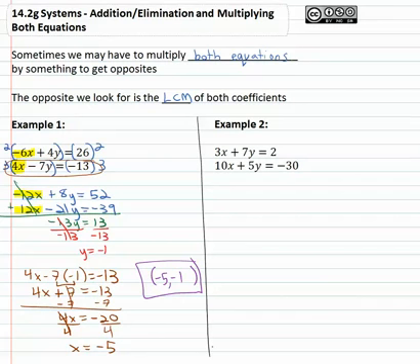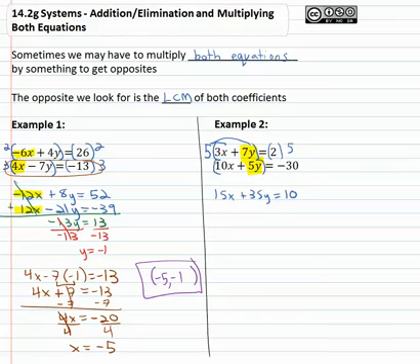Let's try one more problem where we have to do a little bit of work to get those opposites. We picked on x last time. Let's pick on y this time. There's no reason we can't. So let's try and get opposites in front of the y. 7 and 5. The least common multiple there is 35, so we'll have to multiply the first equation by 5 on both sides. That gives us 15x plus 35y equals 10 when we distribute the 5 through.